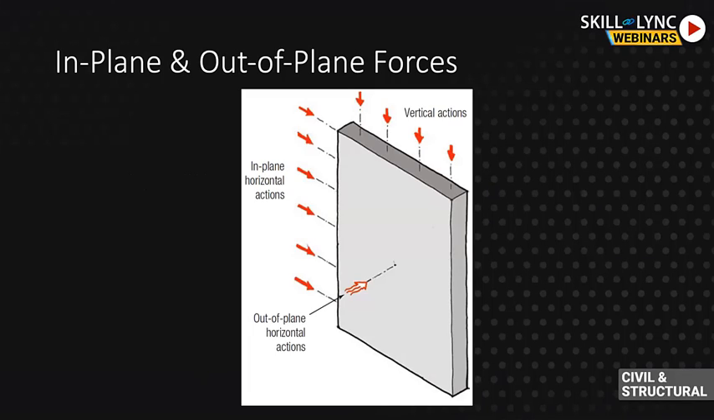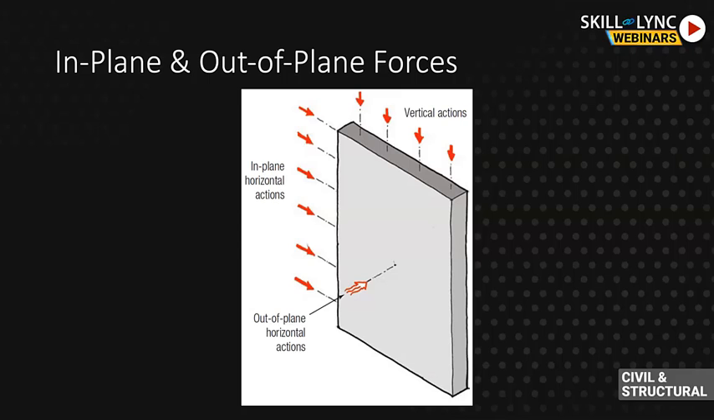So looking at a shear wall, these are the forces that your shear wall needs to resist. So there will be a gravity component. So these are your vertical loads. And so you might have out of plane horizontal actions and in plane horizontal actions.